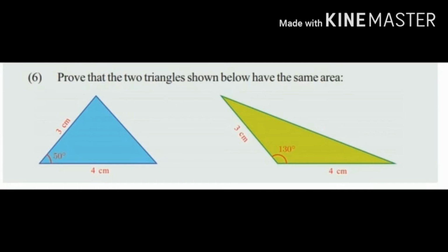We know the equation is half BH. Here you can see that for both the two triangles, base is the same, that is 4 centimeter is the base. Now B into H, we need height. If height is the same, what can we say? These two triangles will have the same area because half BH is the equation. Already base is the same, so we have to prove that height will also be the same. Then we can say that these two triangles will have the same area.